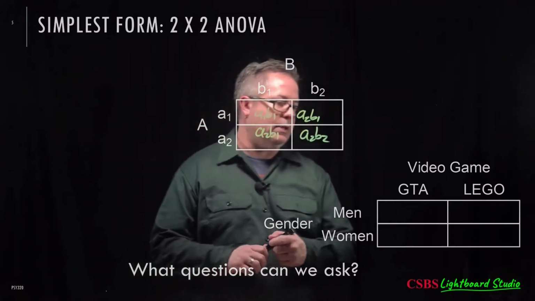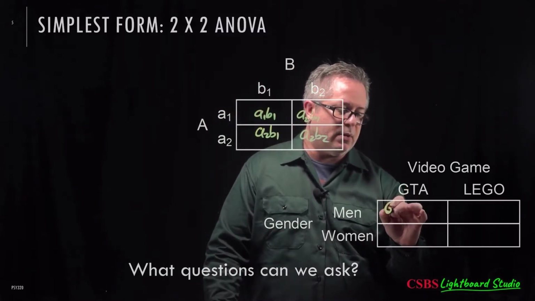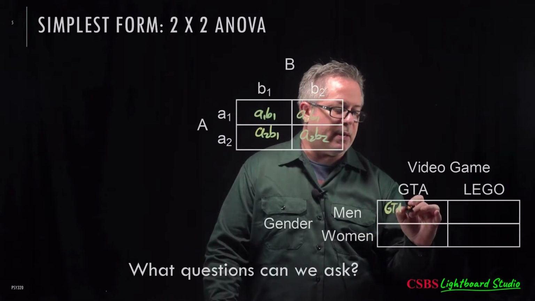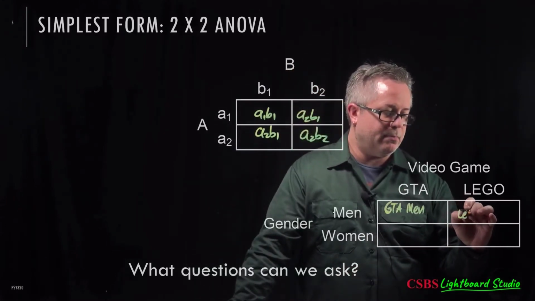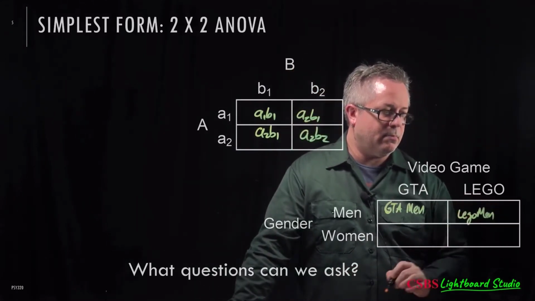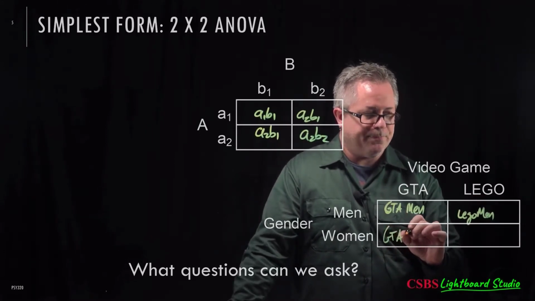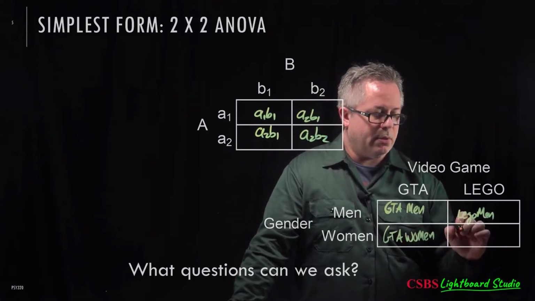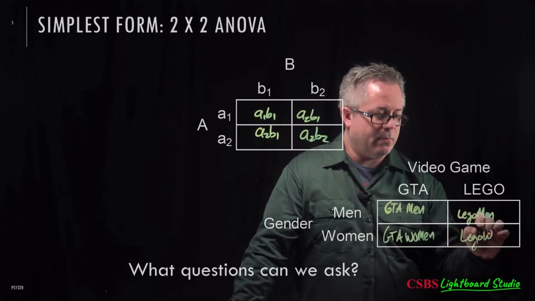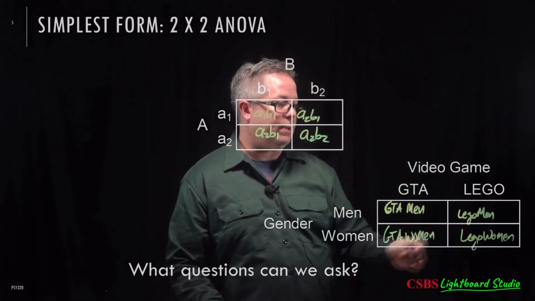So again, every combination exists. So here is Grand Theft Auto being played by men, right? So it's Grand Theft Auto men. Here is Lego men. Here is Grand Theft Auto women. And Lego women. That is what makes it factorial. Right? Everything exists in combination.